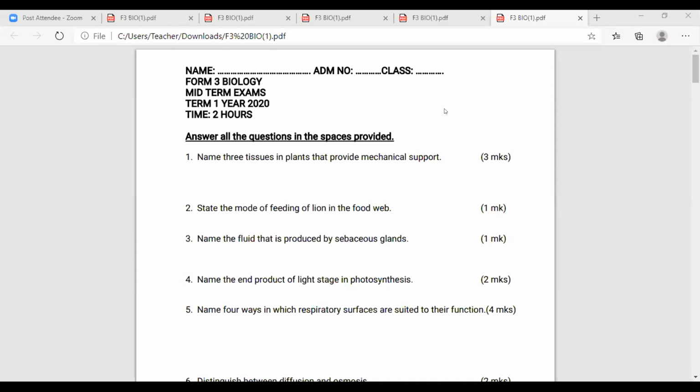So we can go on, sorry for the network failure. We are looking at question 2, and the question is saying, state the mode of feeding of a lion in the food web.